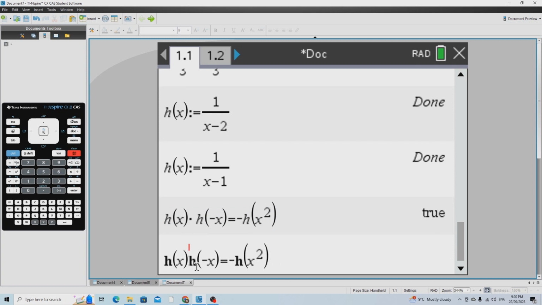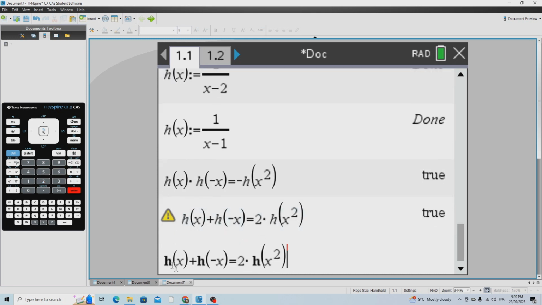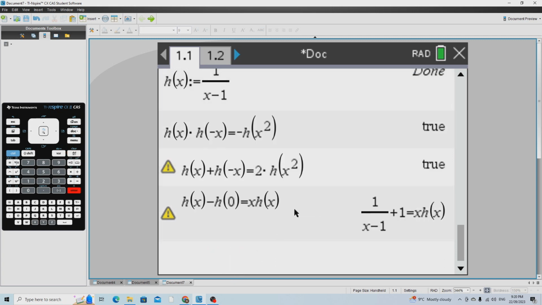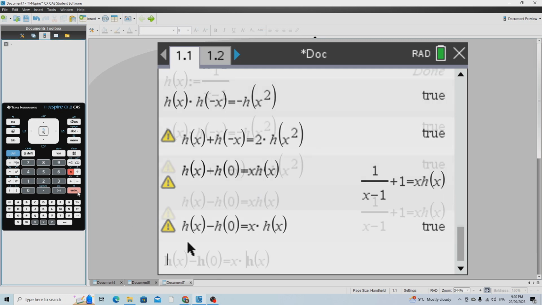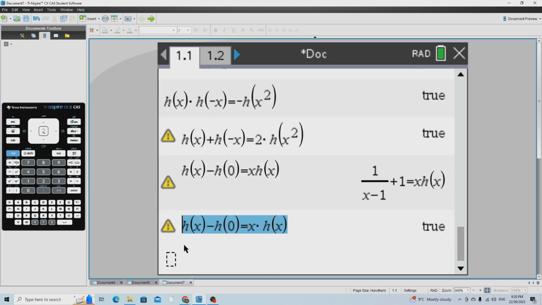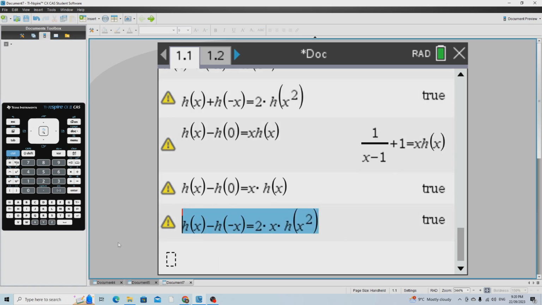What about the next one? So there's a plus now. And here, there's a 2. So 2h x squared. Enter. True also. Let's try the next one. So h of x. So put the minus here, and there's also a 0 here. And there's an x, and there's x coming out. Oops, I'm supposed to put a times over here. Also, that's true. Let's try d, which is h of x, minus h, minus x, 2x times h, x squared. Also, that's true. So the last one should not be true.